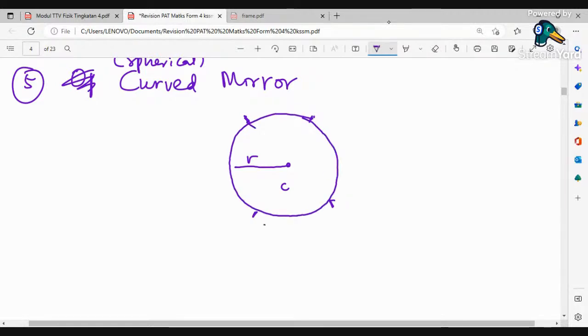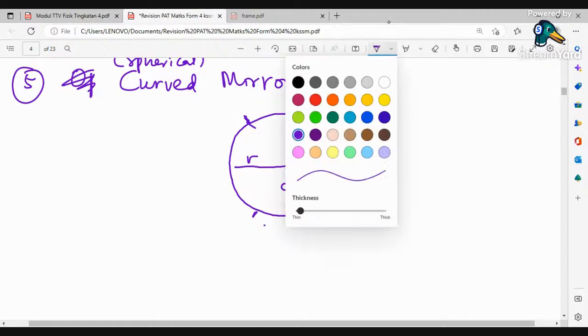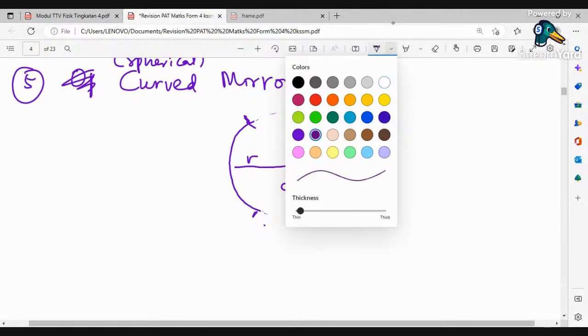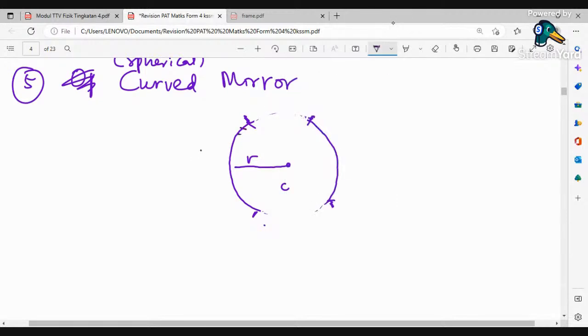Okay, cut out this part and cut out this part. Okay, so saya akan dapat yang ni. Okay, I don't have this one. But, okay, so ini ialah, is this part will form a convex. Okay.